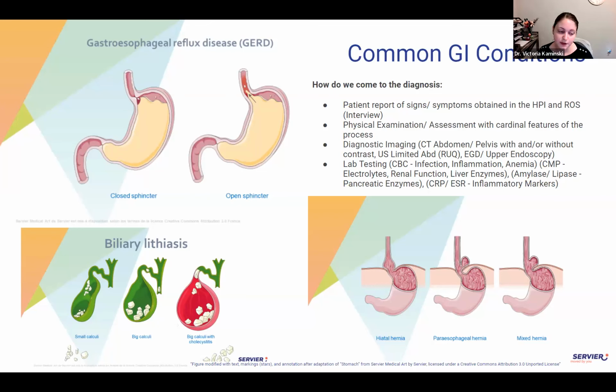When we're talking about lab testing, we also want to make sure that we are ordering tests that are necessary for the patient. So routine labs do not necessarily exist in this idea. We want to make sure that if we are seeing the patient for ongoing symptoms or new symptoms, that we are ordering the appropriate test. And so you can see here I have CBC listed, why we would do that, a CMP, amylase, lipase with pancreatic enzymes, inflammatory markers. And then in these common conditions, you can see listed for gastric esophageal reflux, biliary lithiasis, as well as hiatal hernias, paraesophageal hernias, and mixed hernias.